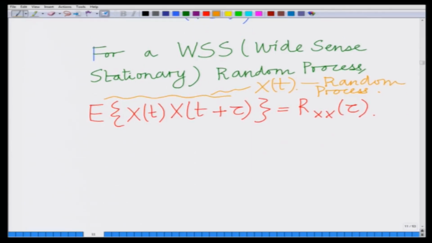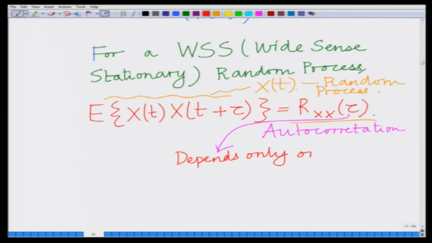Now for this random process, remember this is also known as the autocorrelation function, and this depends only on the time shift tau. That is, remember, the autocorrelation for a wide sense stationary random process depends only on the time shift tau and not the specific time instant t. And now for this wide sense stationary random process, we can define the power spectral density, and the power spectral density is simply given as the Fourier transform of the autocorrelation function.